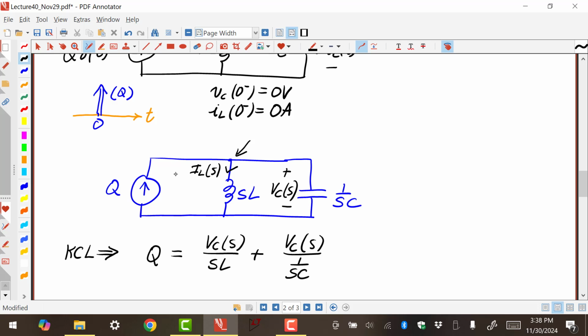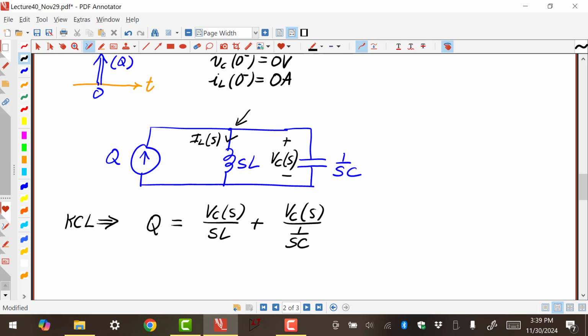So current that comes in is Q. The current that leaves is V over Z, like V over R, for both of the elements. Both the inductor and the capacitor have VC across them. That's the common thing. So this is a relatively simple thing to do, and this will give you an equation for VC of S. Now, after you've written this, it's just a matter of how you want to manipulate it.